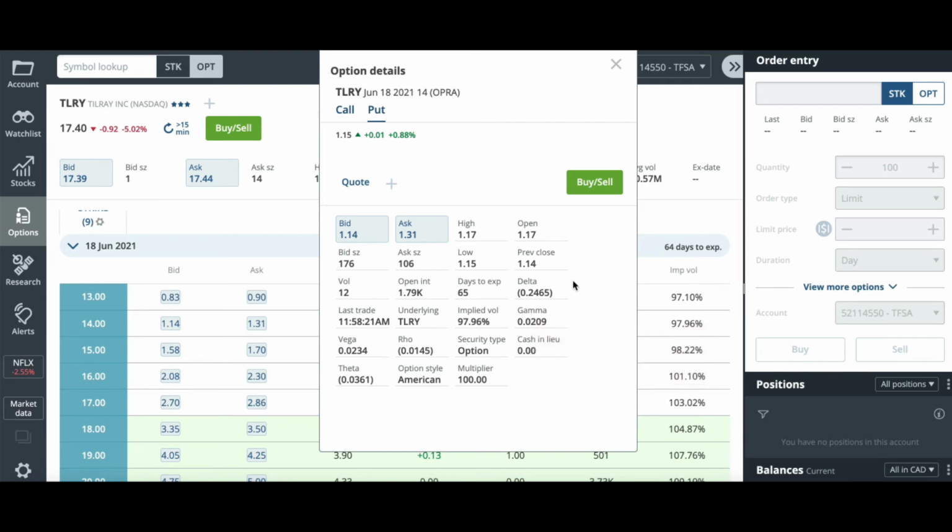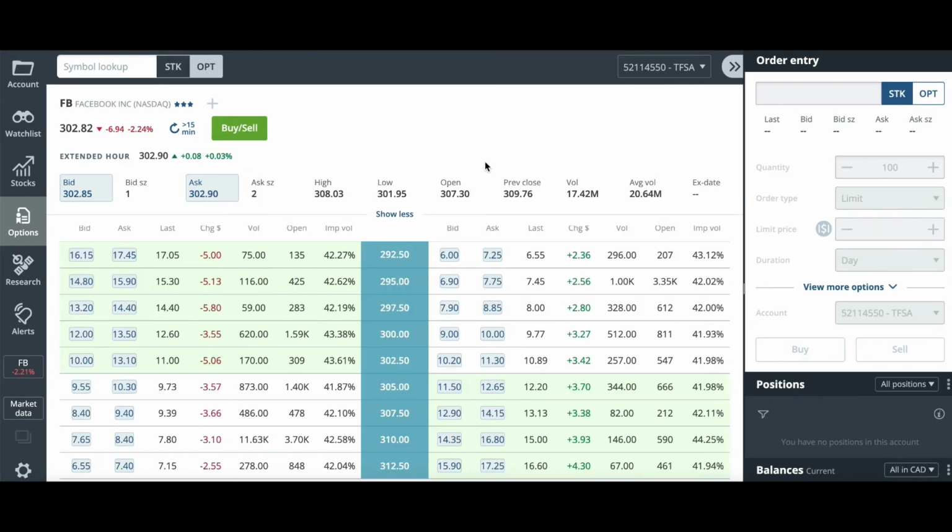What's also really interesting, quickly, is that if you hover over delta here, it gives you a quick definition, again proving that it is a very nice user interface. And as time goes on, we'll be able to understand every single piece of information that's on this option contract. Just a final interesting piece on delta.